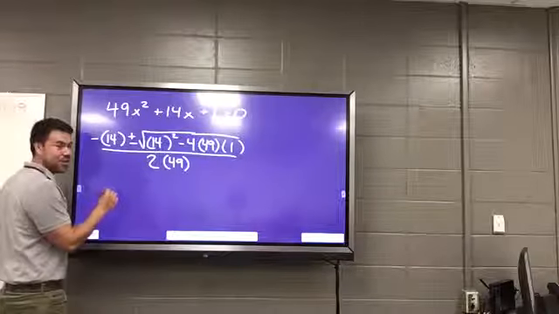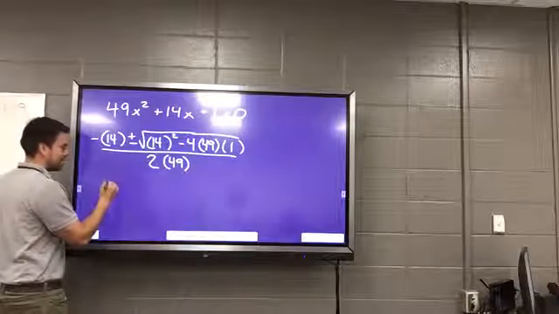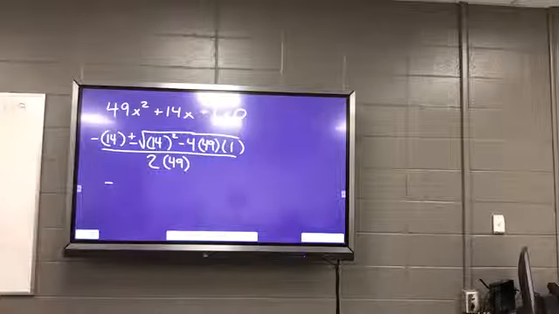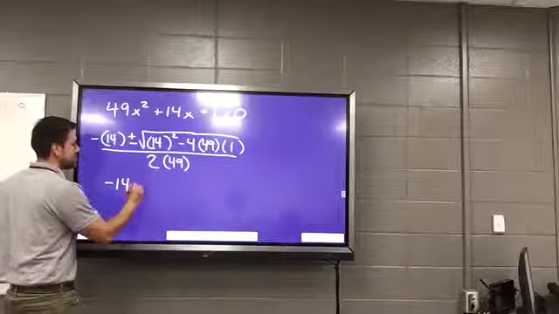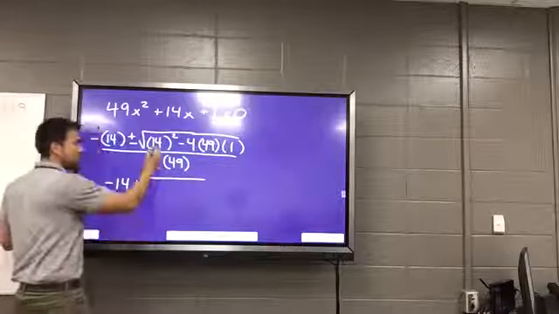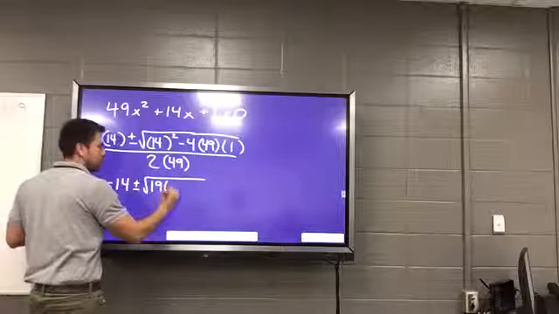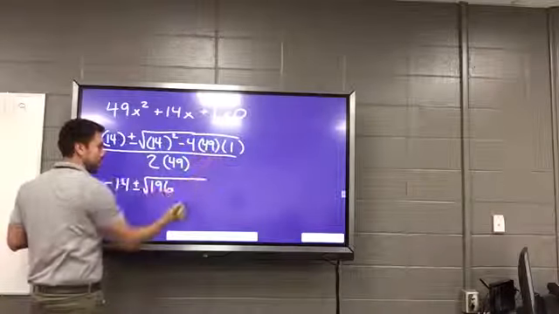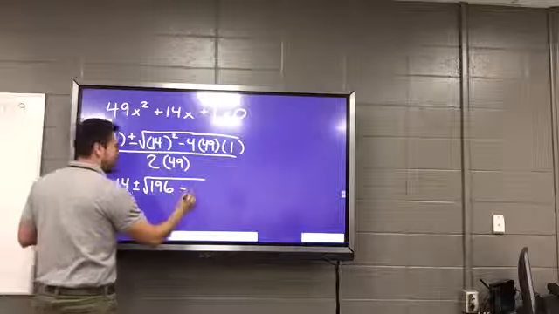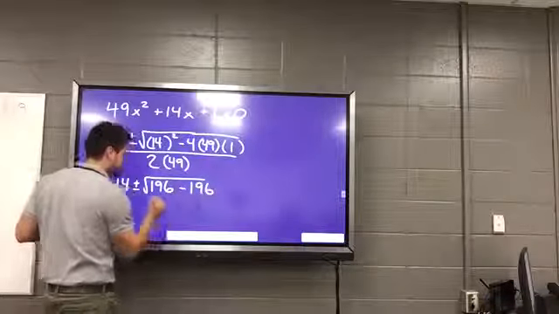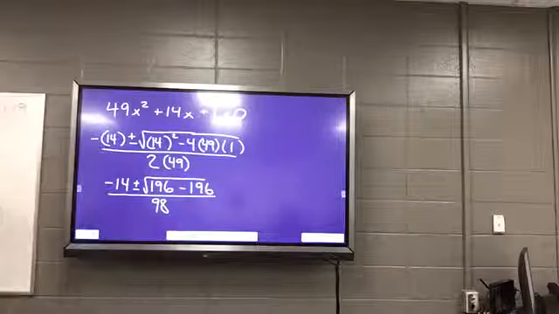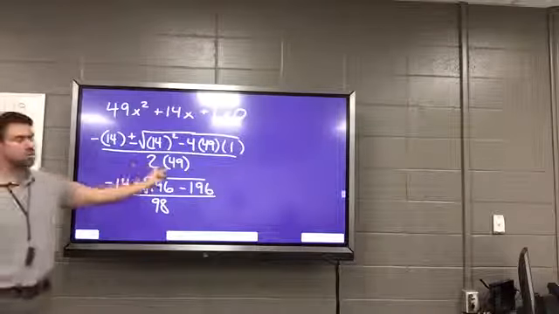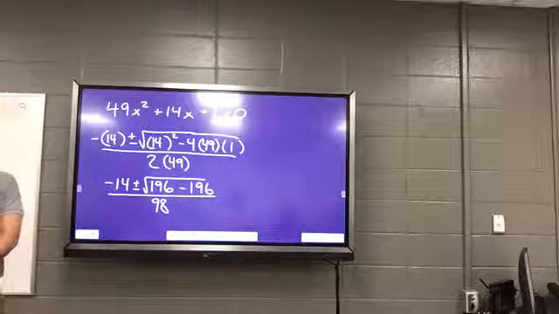Okay, good. You're looking for patterns? There are patterns. What's 14 squared? 196. What's negative times a positive times a positive? Negative. And then 4 times 49 is also 196. So we get one rational number. You get a fraction, 98. Oh yeah, 2 times 49.